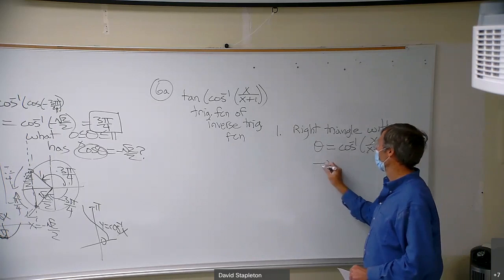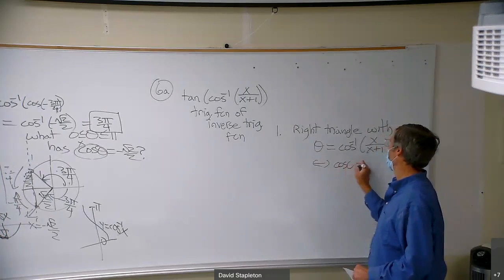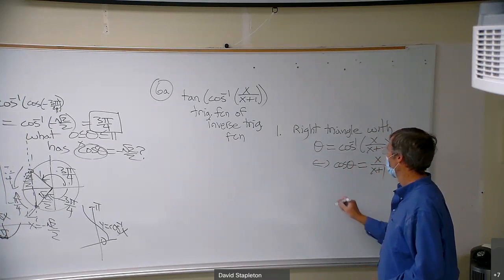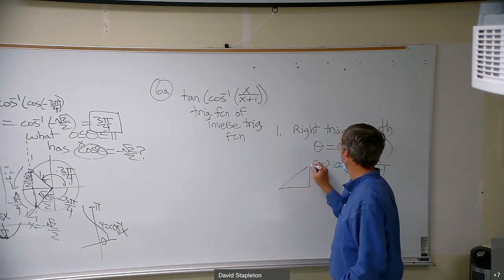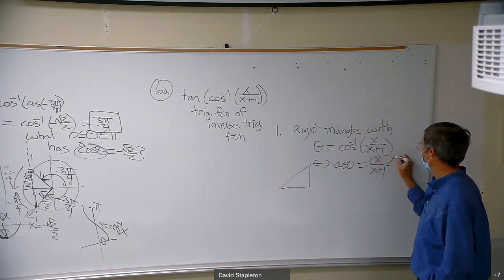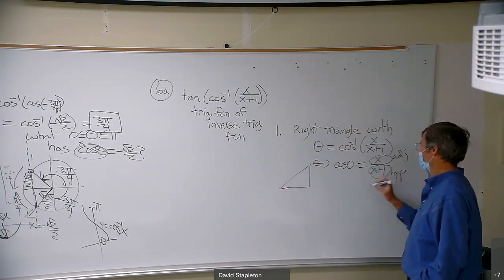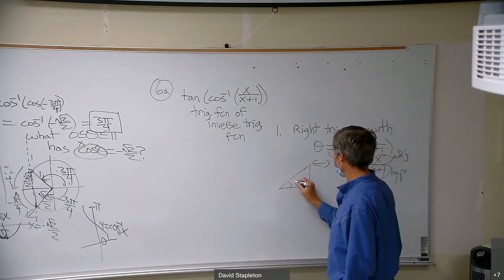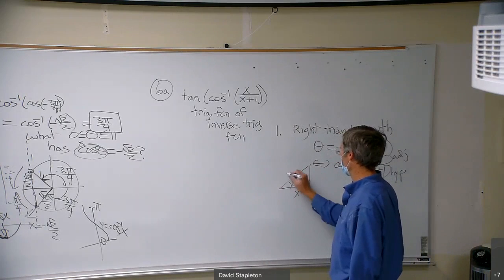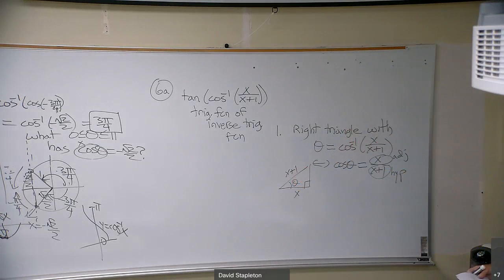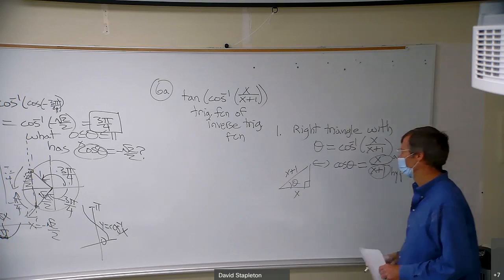And in a triangle, this is equivalently cosine theta equals the given number, x over x plus 1. Here it is. Cosine, I can interpret this as the adjacent side, and this is the hypotenuse of some triangle. So if this is theta, this can be x, and this can be x plus 1. That's what you do for trig function and inverse trig function. They don't have to be the same one.